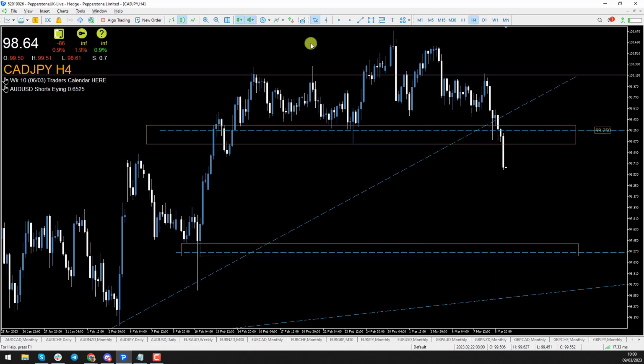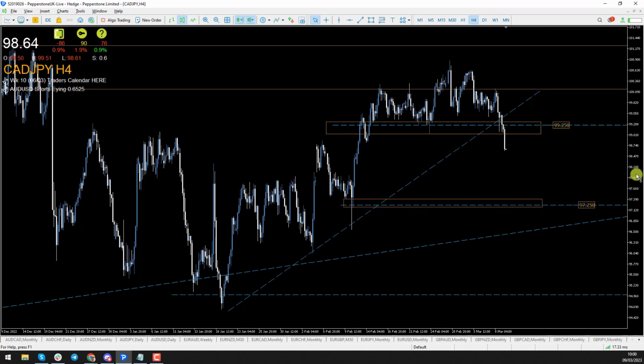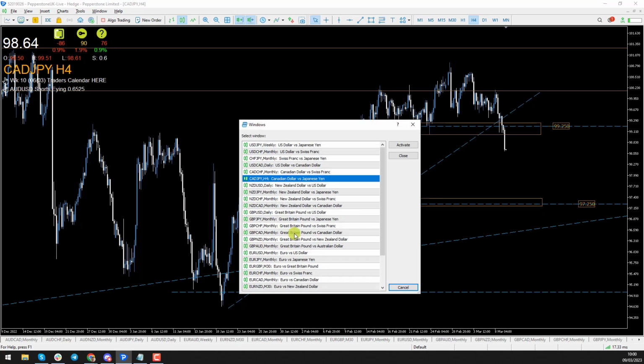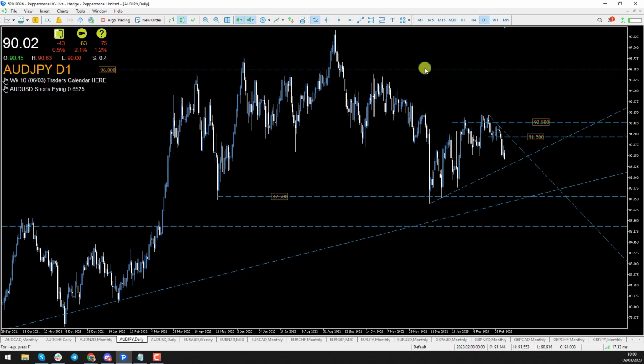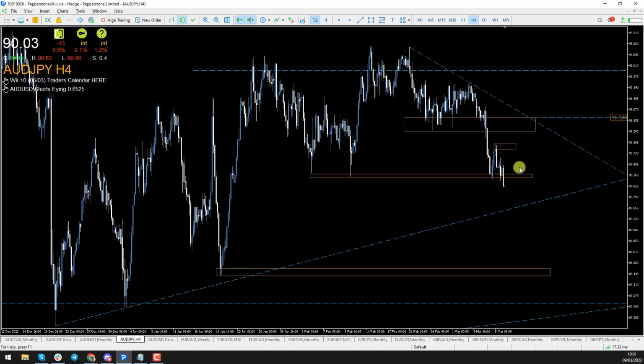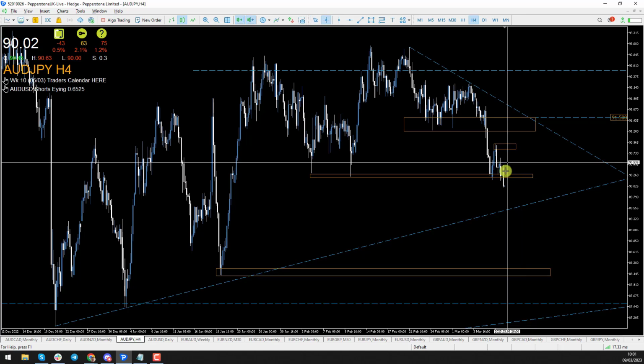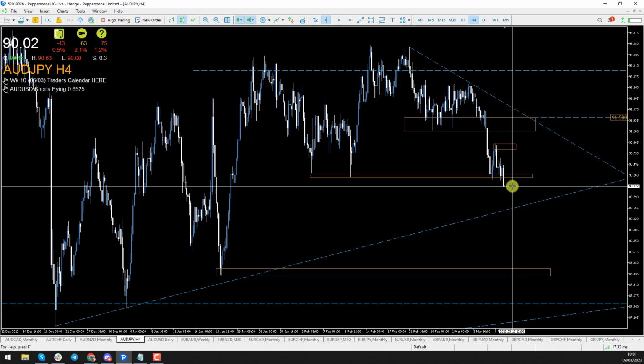CAD yen actually looks a lot cleaner than Aussie yen, I would say, although Aussie yen, we know the Australian dollar is one of the weakest currencies at the moment, so the momentum really is with this market potentially to the downside. I mean, you can see we've just closed there now, so breakout traders, you could consider an opportunity.